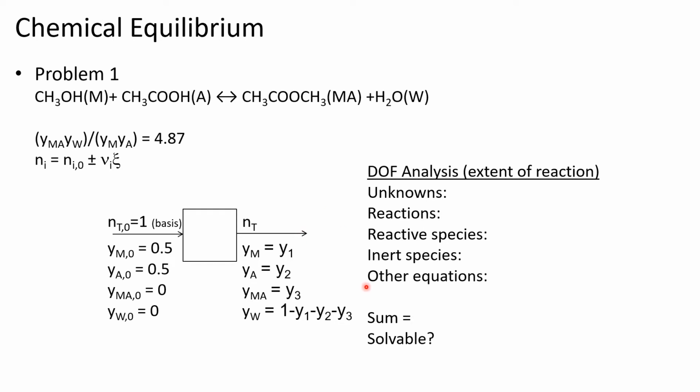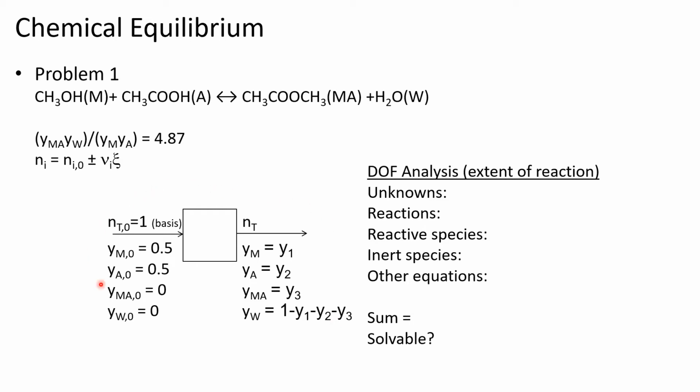We know nothing about what comes out of this reactor. We don't know the number of moles. We don't know the mole fraction of methanol, acetic acid, methyl acetate, or water. So the mole fraction of methanol is assumed to be represented by the variable y sub 1. We're going to let y sub 2 represent the mole fraction of the acetic acid. We'll let y sub 3 represent the mole fraction of the methyl acetate. Therefore, the mole fraction of water is just 1 minus y1 minus y2 minus y3.